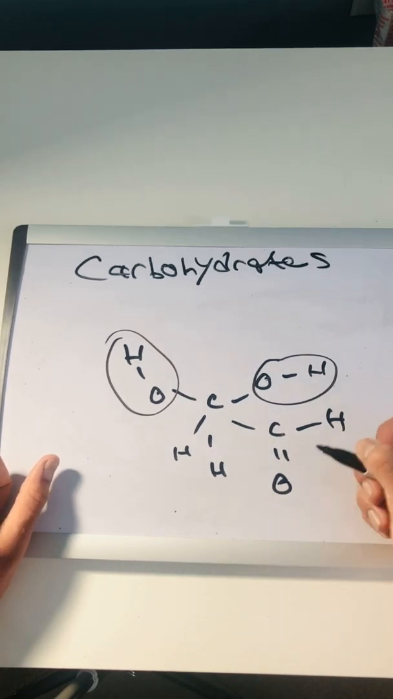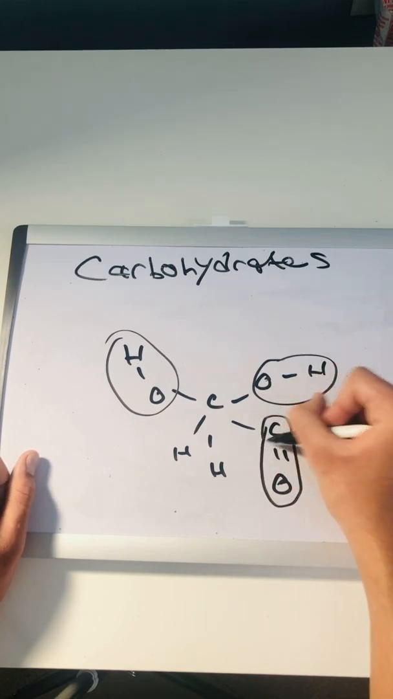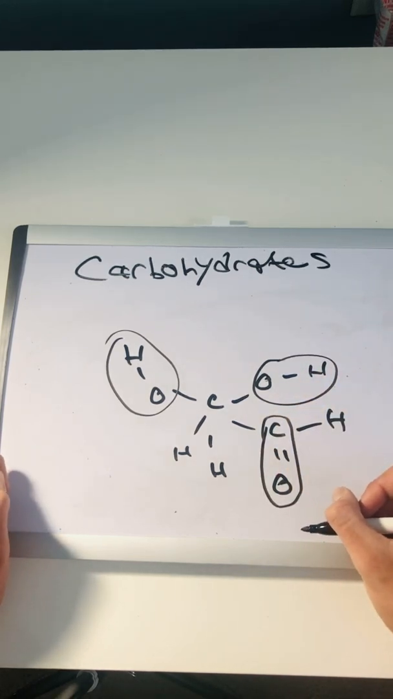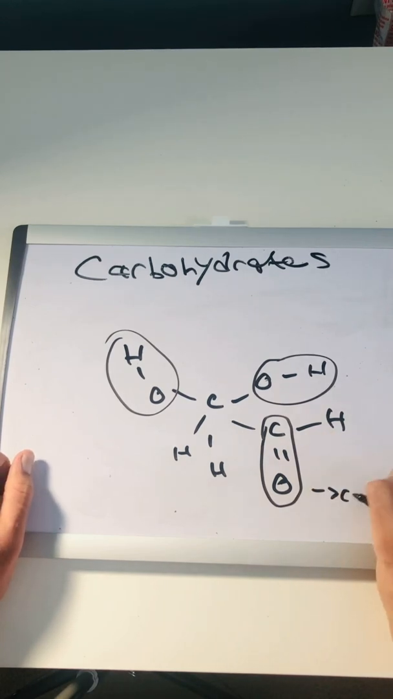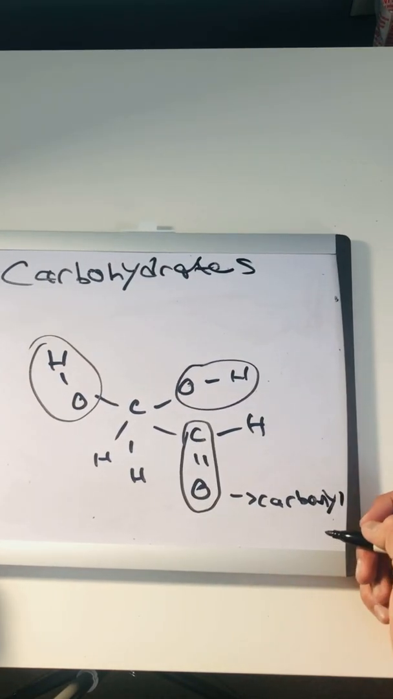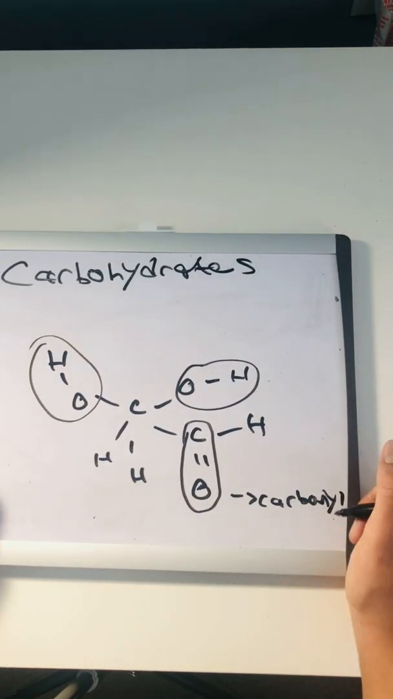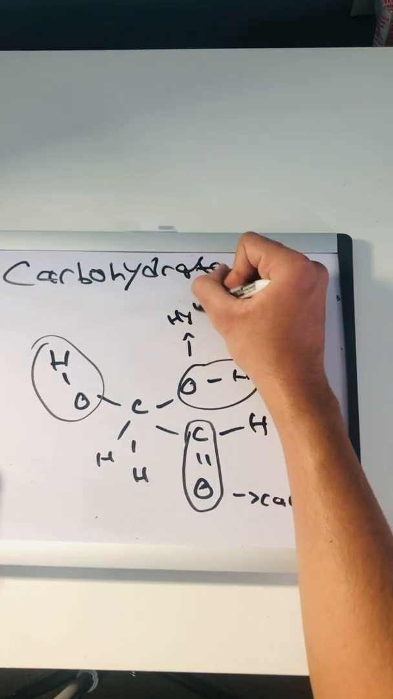Another functional group we see here is, see this double bond between the carbon and the oxygen? What is this known as? This is called a carbonyl group. Carbonyl, C-A-R-B-O-N-Y-L. Sorry, I have to spell it out because my handwriting is very bad. My apologies. And this is hydroxyl.